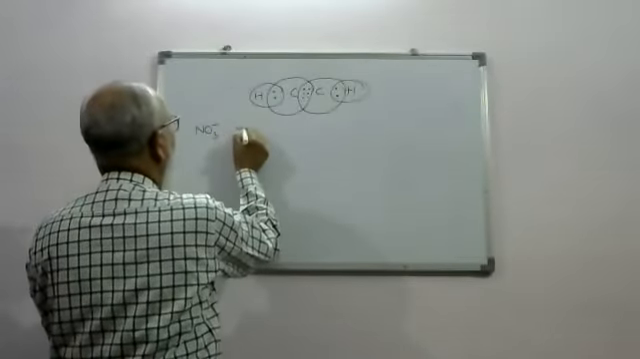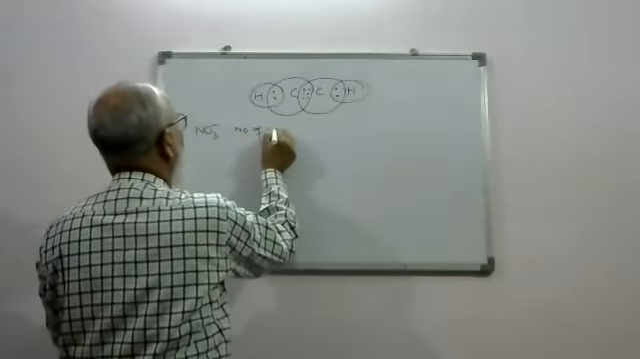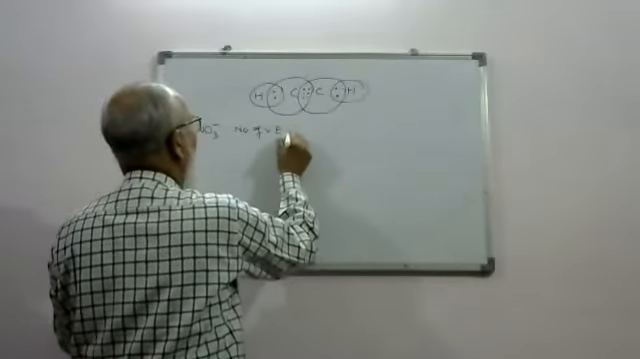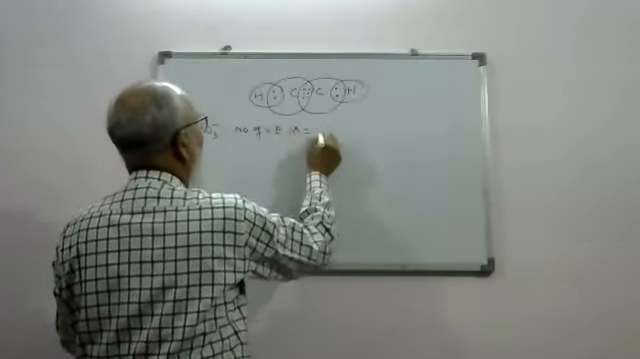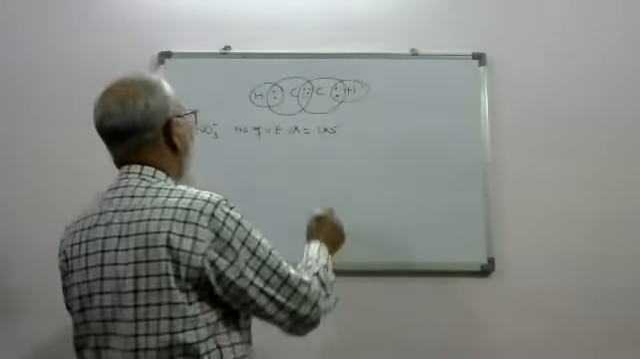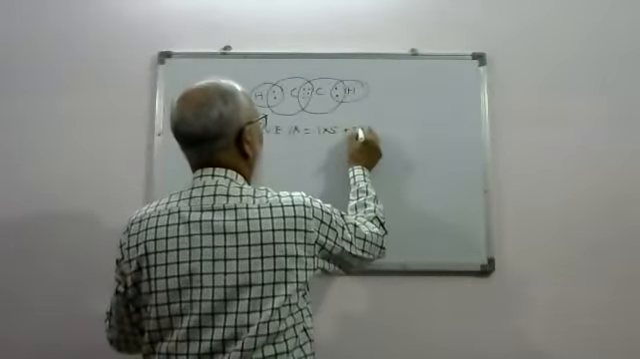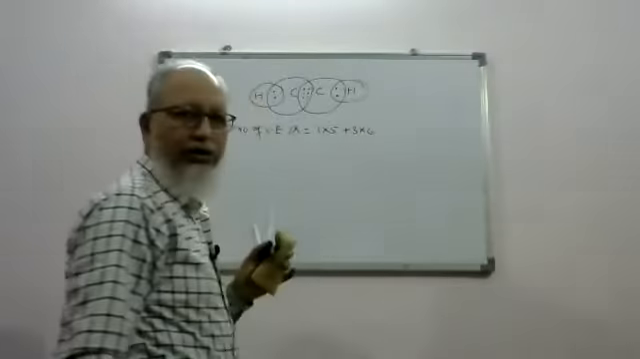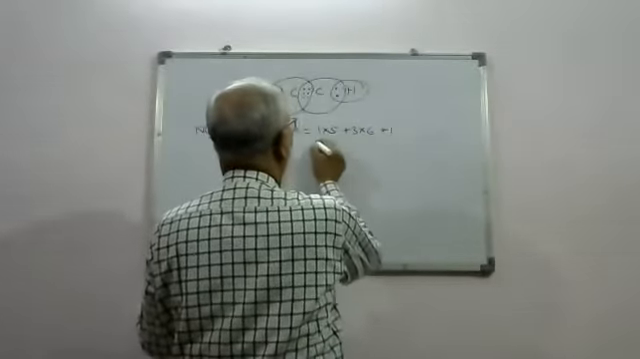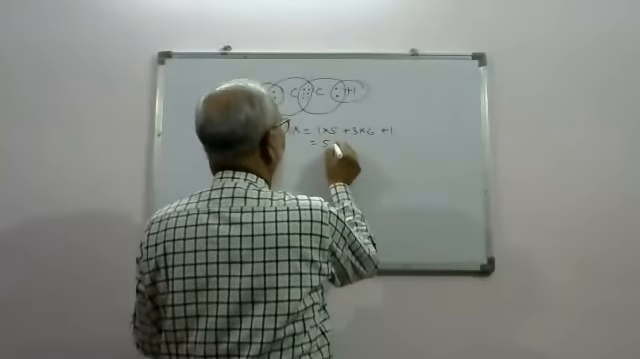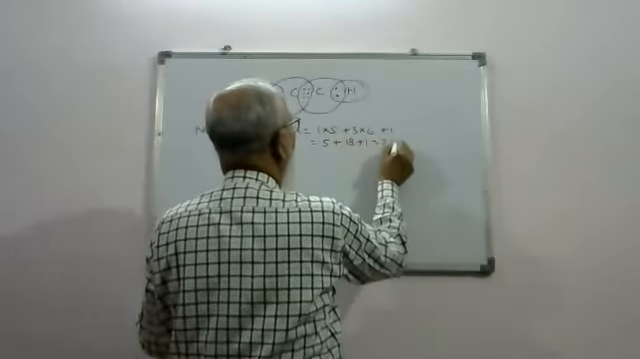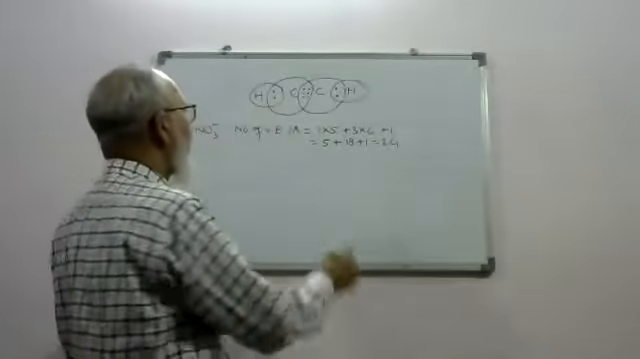So number of valence electrons, X, is equal to 1 into 5 for nitrogen atom plus 3 into 6 for oxygen atoms plus 1 negative charge, so we shall add one more electron. So this will be equal to 5 plus 18 plus 1, which is 24. This is the value of X.